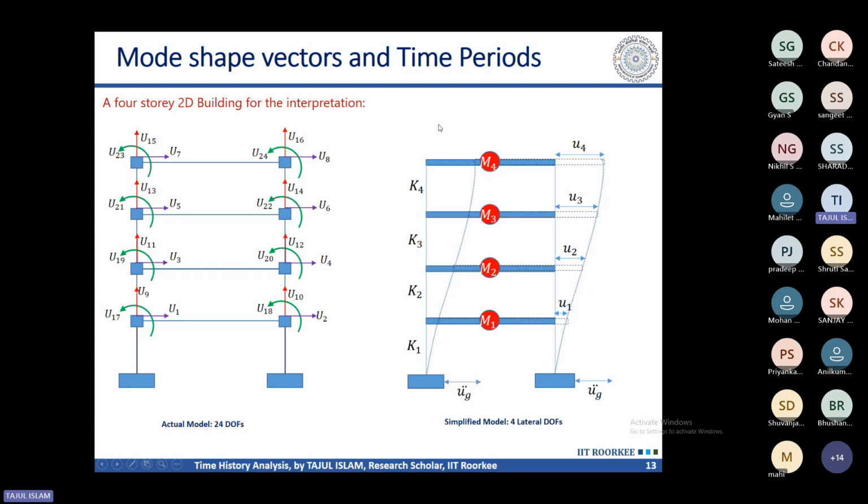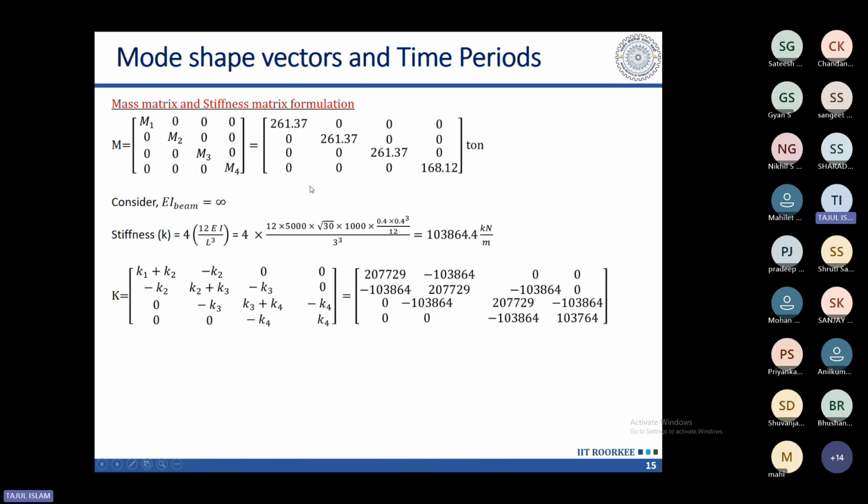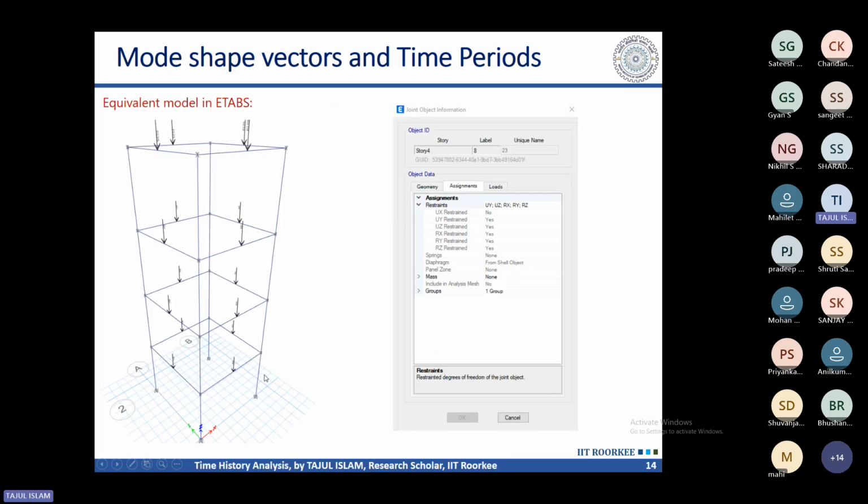So what I'll do, I'll calculate the time period and mode shapes manually using this idealization. Then I'll also get them from the software, and we'll compare both to see whether they match or not. If you understand this concept, you apply the same concept to your actual structure. The same things will be applicable and you will get the same result.